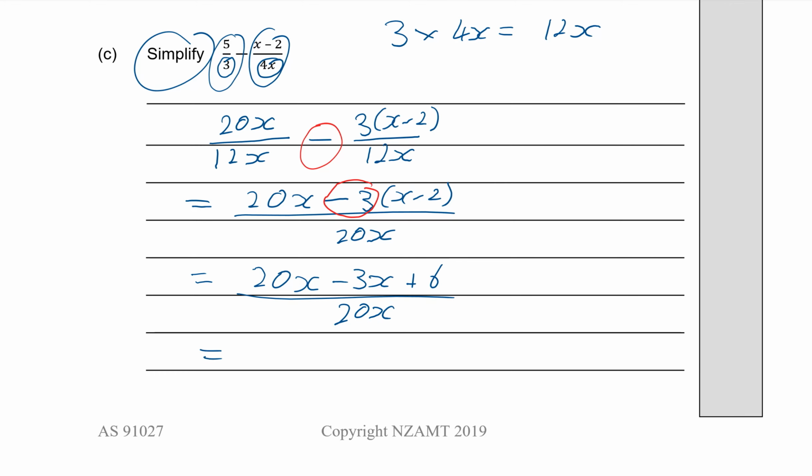Now I'm going to gather together my like terms. 20x minus 3x is 17x plus 6 divided by 12x. That is your final answer. Well done, and I will end the video here.